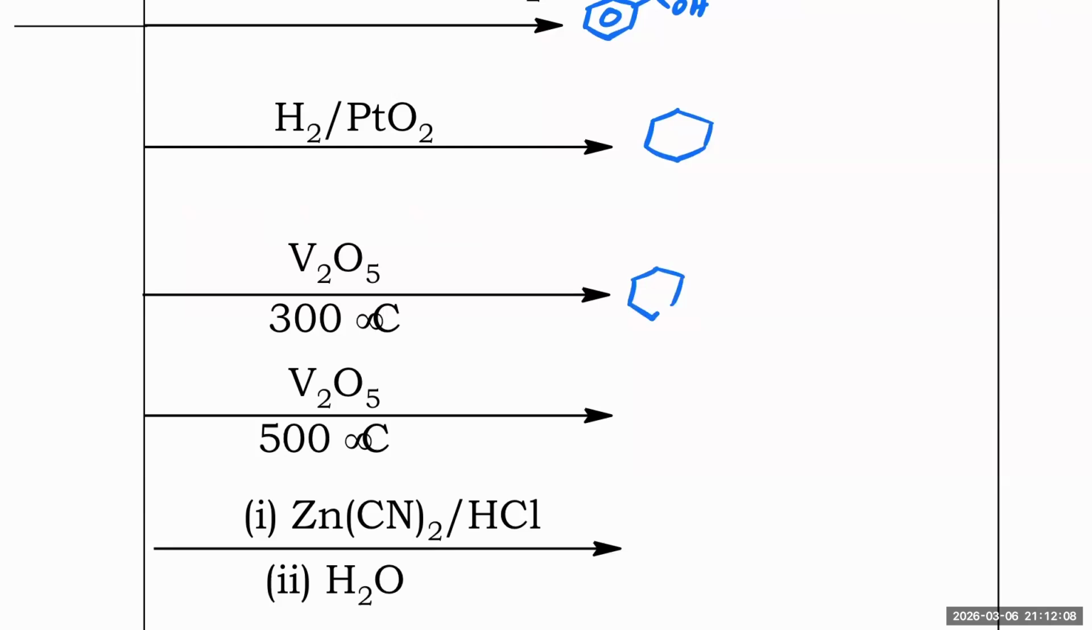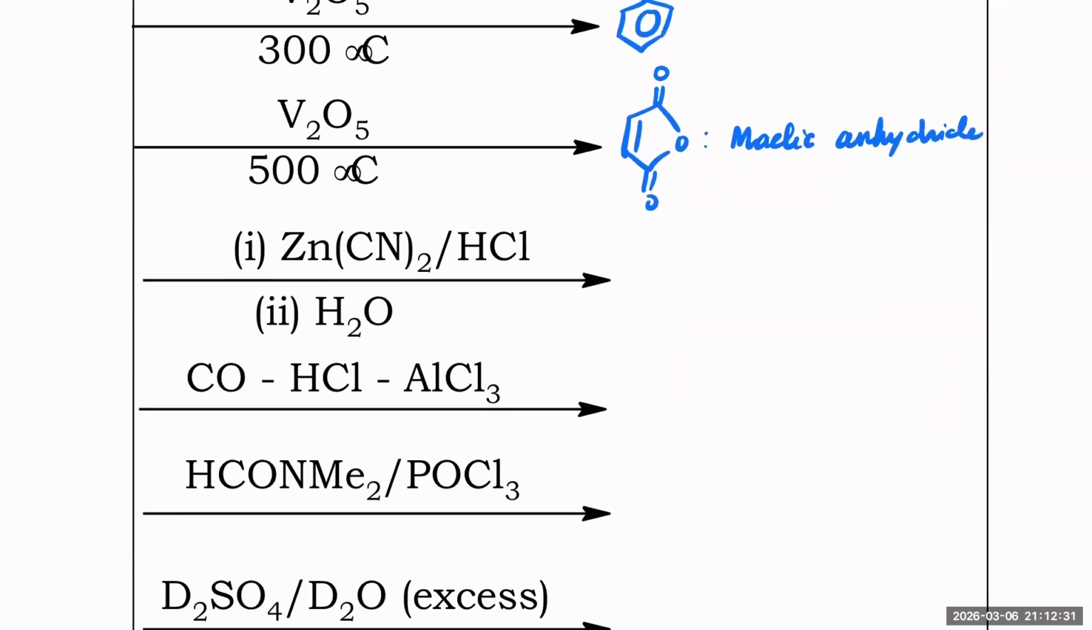V2O5, if you are heating at 300 degrees, it will convert into phenol. If you go for a higher temperature, it will convert into an anhydride, maleic anhydride. So this is maleic anhydride. Next, this one.